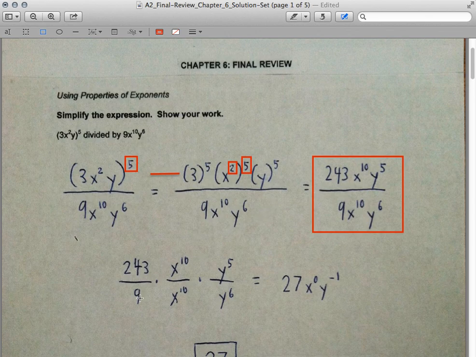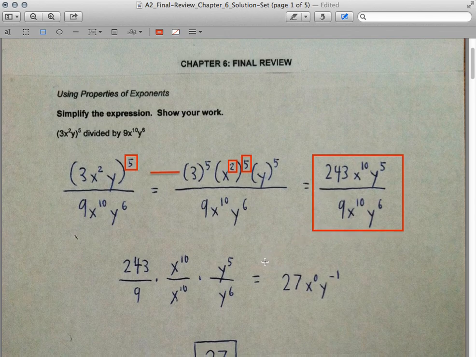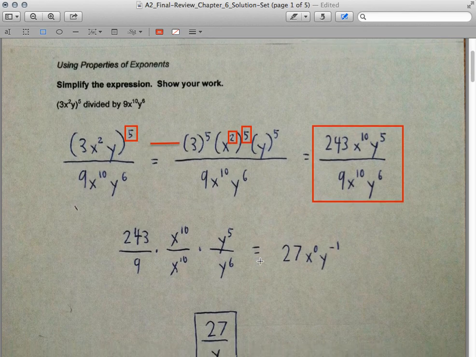So 243 over 9 times x to the 10th over x to the 10th times y to the 5th over y to the 6th. We can see that if we multiplied our fractions straight across, numerator times numerator times numerator, and denominator times denominator times denominator, we would wind up with this expression over here. So we know that we haven't changed the value of the expression. But now we can see that some other exponent properties come into play.